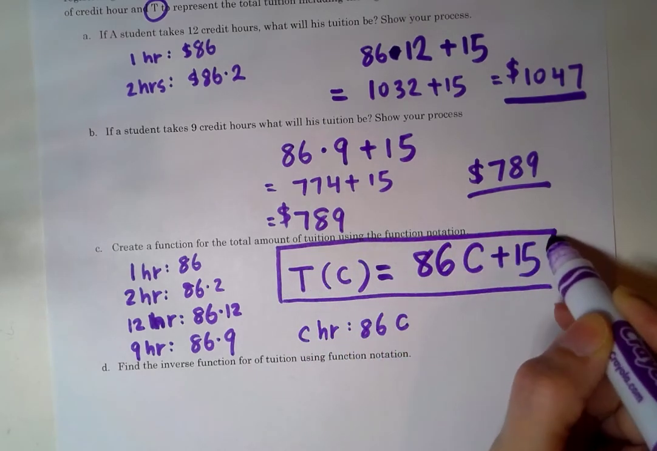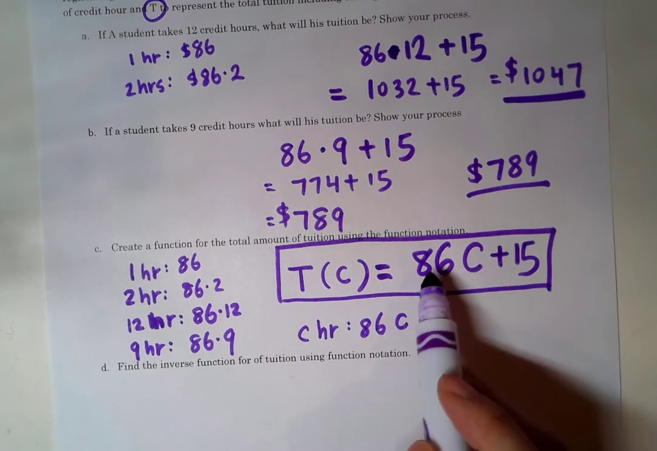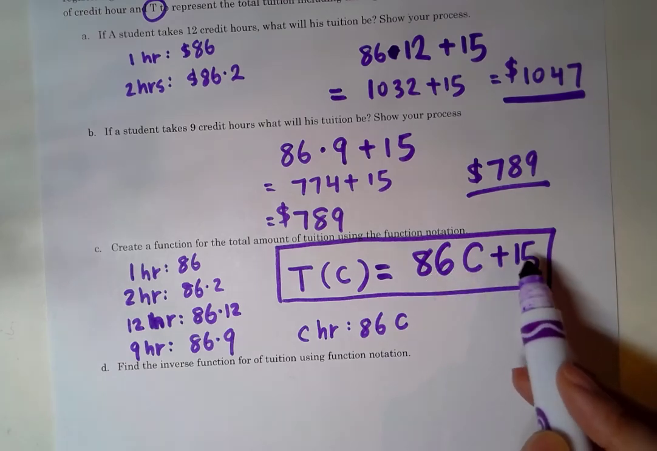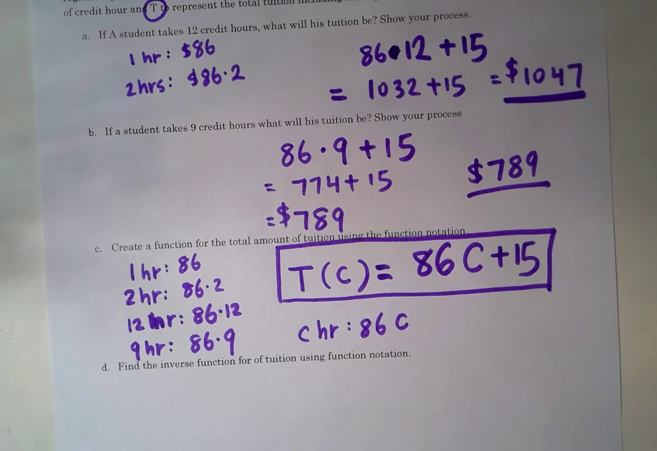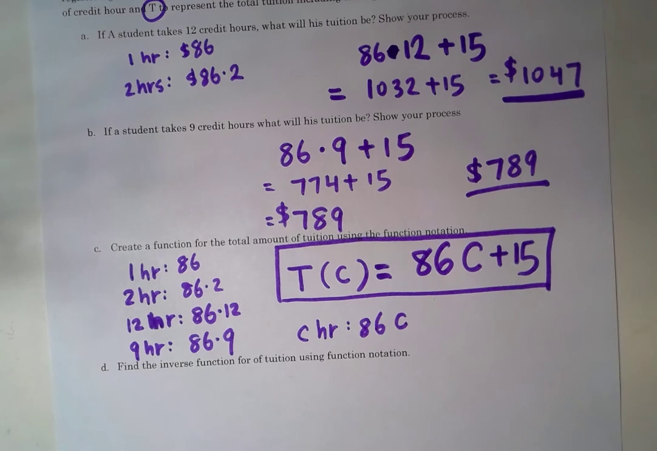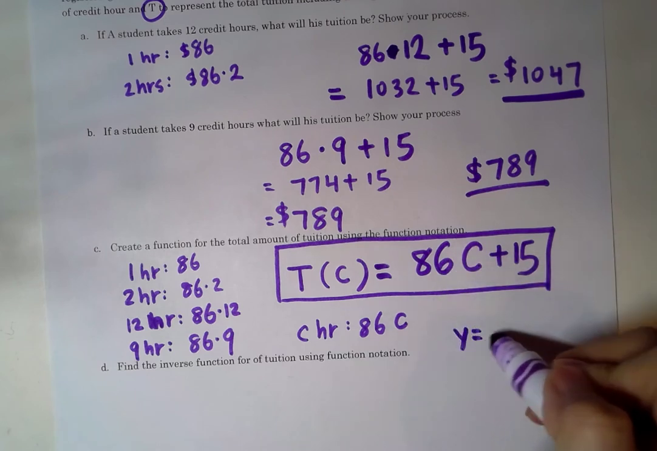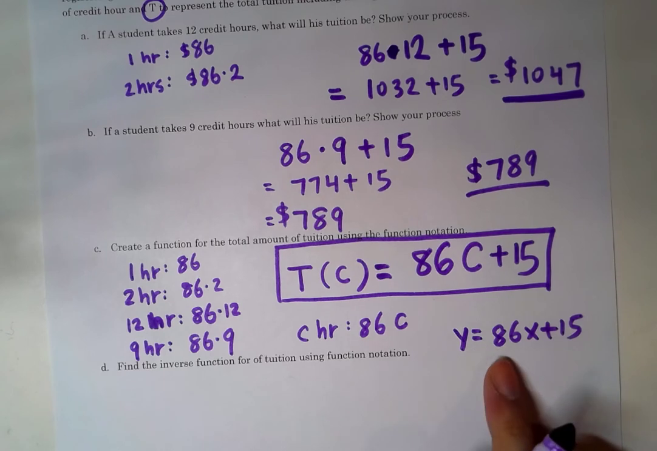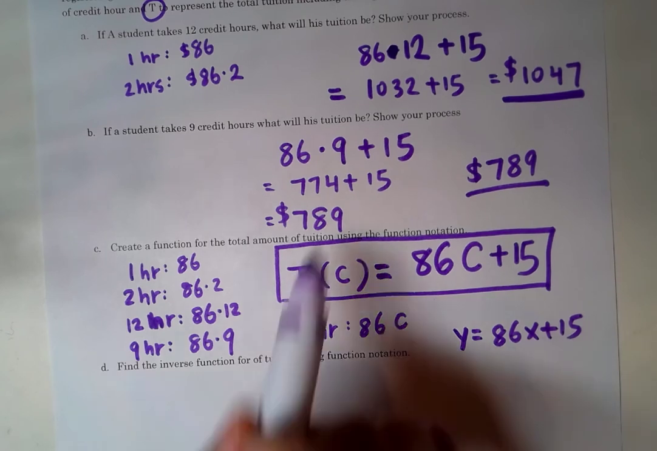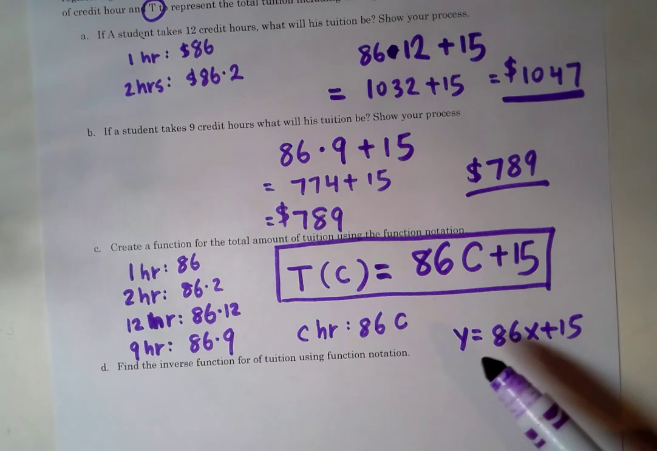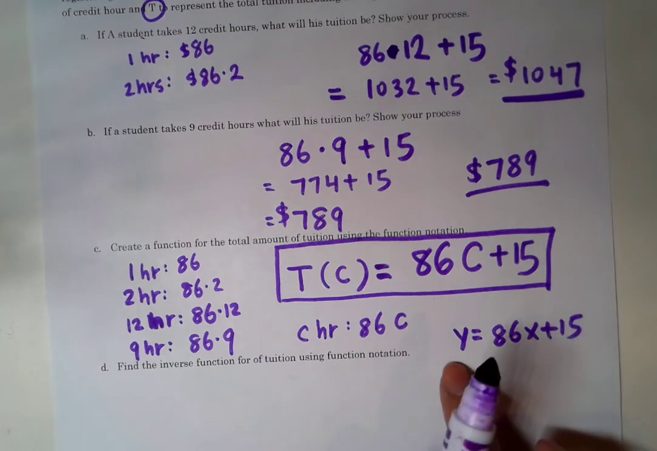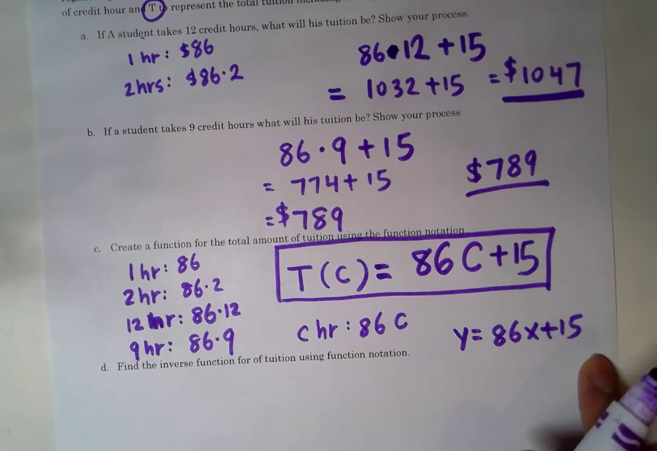Each credit hour you pay $86, and there's an additional registration fee. Then you get the total tuition. In other words, if you get confused with the letters, you can still do this: y equals 86x plus 15. That's fine. Once you set it up, you just follow the variable over here and substitute it. If that makes it easier, you can do it, guys. So y equals 86x plus 15.